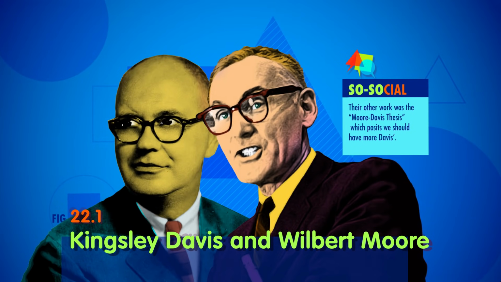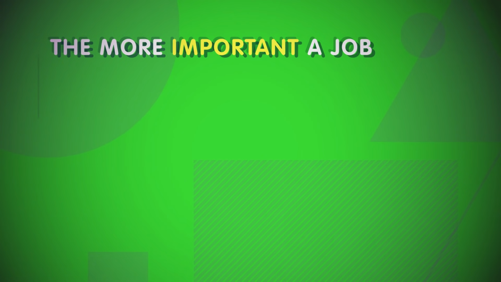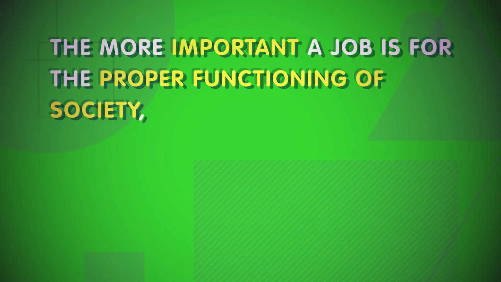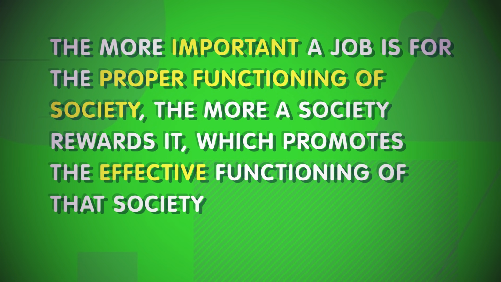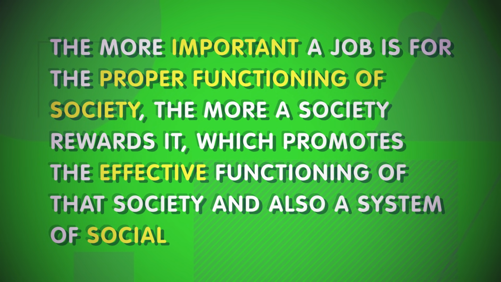Put forward in 1945 by Kingsley Davis and Wilbert Moore, it argues that society assigns greater economic and social rewards to those jobs that are more important to society. This guarantees that difficult jobs will be filled, the thinking goes, and will draw people away from easier and less important work. So the more important a job is for the proper functioning of society, the more a society rewards it, which promotes the effective functioning of that society, and also a system of social stratification.